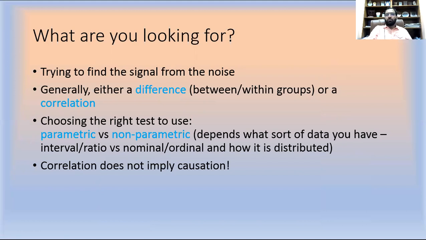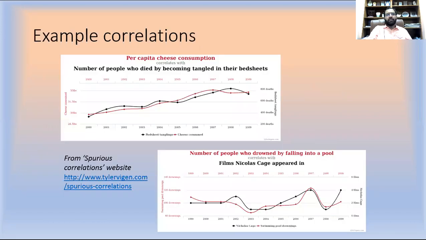Difference between two groups, use correlations. You can use parametric and non-parametric tests, depending upon what sort of data you have, whether data is available in intervals or the data is available in ratios. Correlation does not imply causation, obviously, and you can see the example correlations: deaths drawn by falling into a pool, and the number of people who died by becoming tangled in their bed sheets. वो ज़्यादा हैं इसके मुकाबले में.